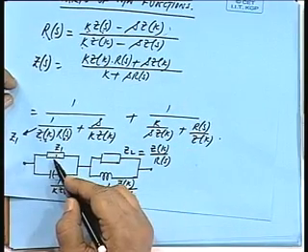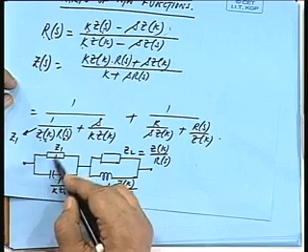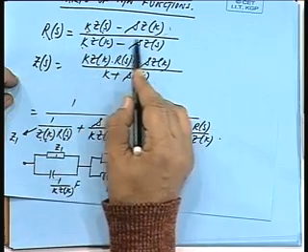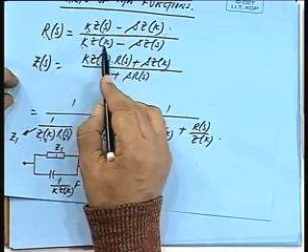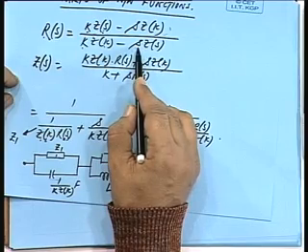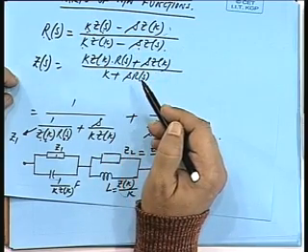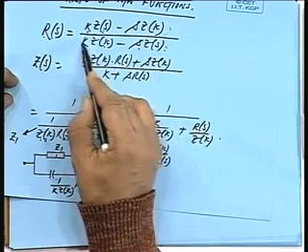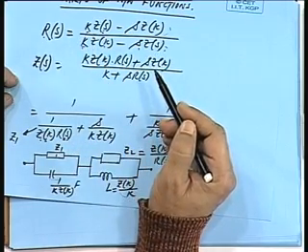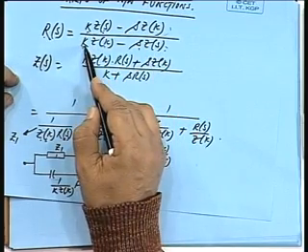Z1 is infinity, sorry, Z1 is infinity. So the denominator should be 0. K into Zk should be S into Zs at S equal to j omega 1. So it is this denominator which has to be equated to 0, and then you determine the value of k. Rest of the thing is simple, straightforward.